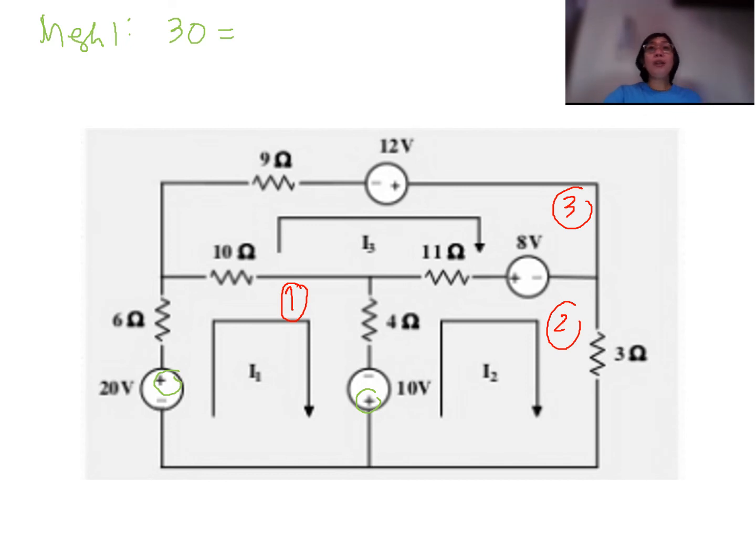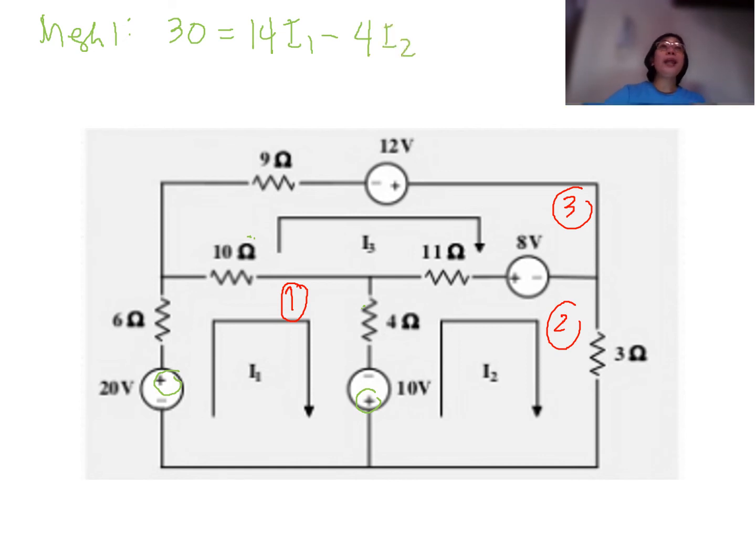Okay? So all resistors connected to mesh number 1, we treat as positive. What are those resistors? We have 10 and 4, so we have 14 I1. And then all the mutual resistances will be treated as negative. We have here 4, which is also connected at mesh number 2, so therefore we have minus 4 I2.